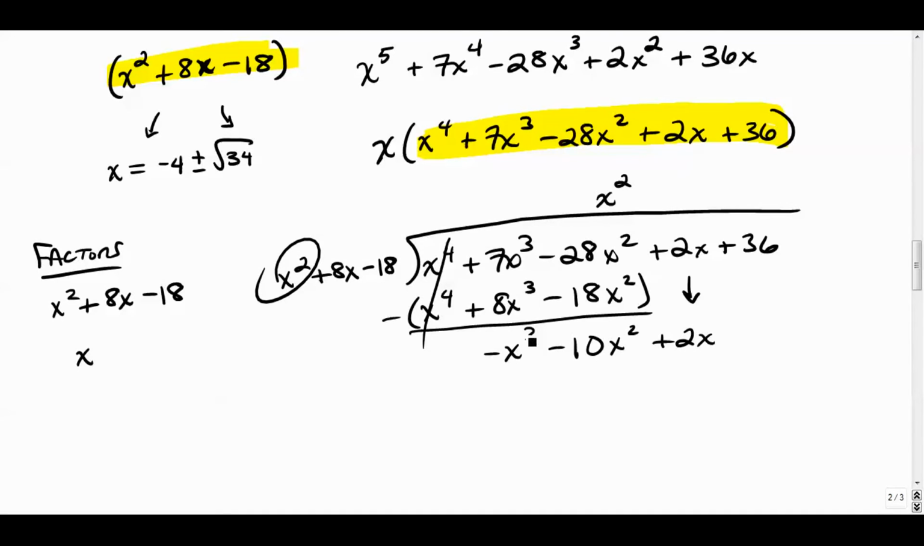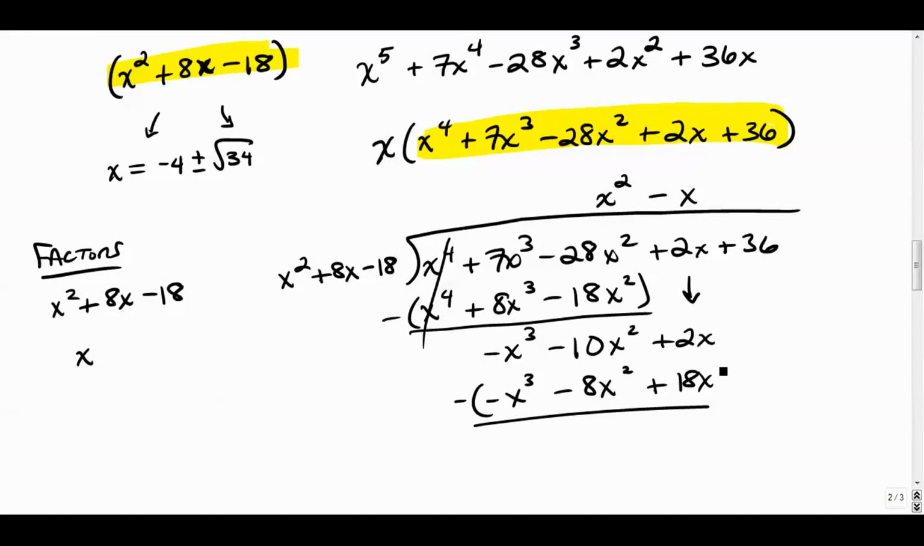Next question, my lead term here, how many times does it go into negative x cubed? The answer is negative x. So I'll put that up here. Multiply that back down. So negative x cubed minus 8x squared plus 18x. Subtract. These cancel. Negative 10x squared plus 8x squared is negative 2x squared. 2x minus 18x is negative 16x. Bring this down.